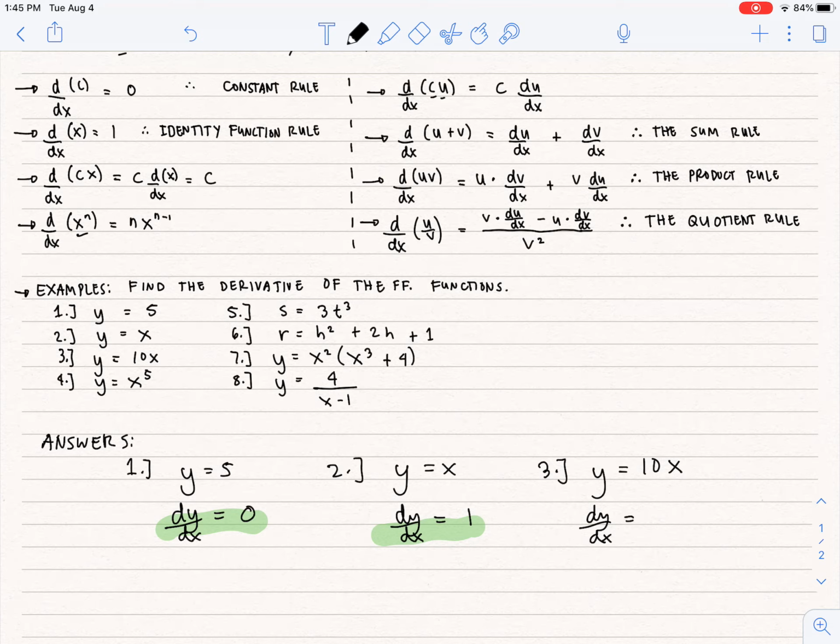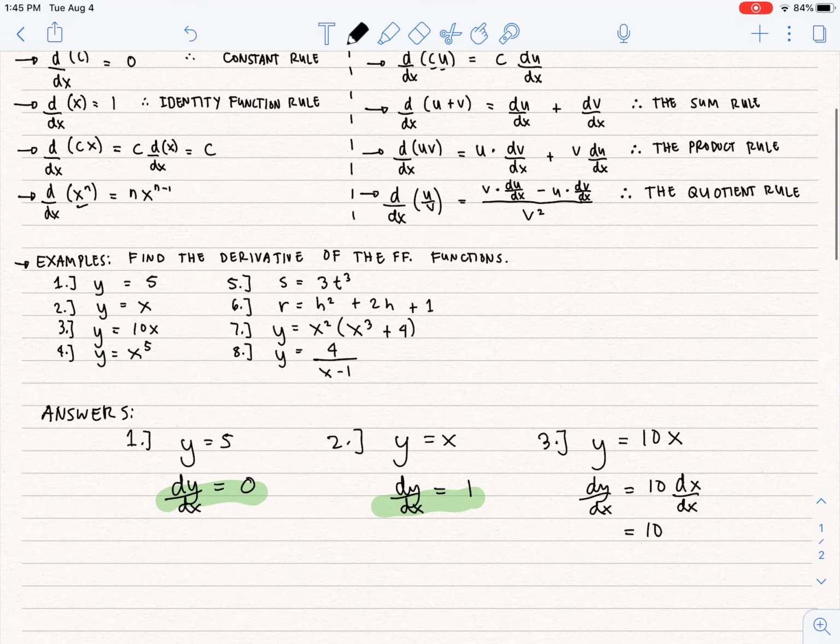So therefore, this is just 10 multiplied by the derivative of x with respect to x. Okay? Copy the 10. Then, the derivative of x with respect to x is just 1 because of the identity function rule. So therefore, the derivative of y with respect to x is just the value 10. Okay? Because 10 multiplied by 1 is just 10. Okay, so, easy.